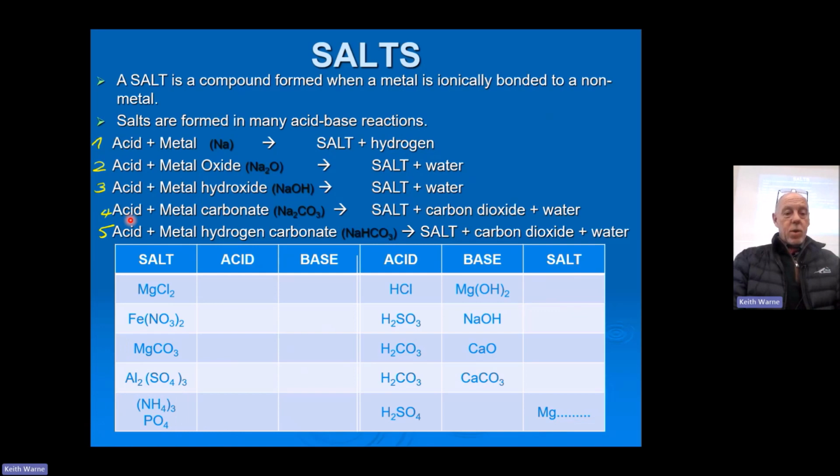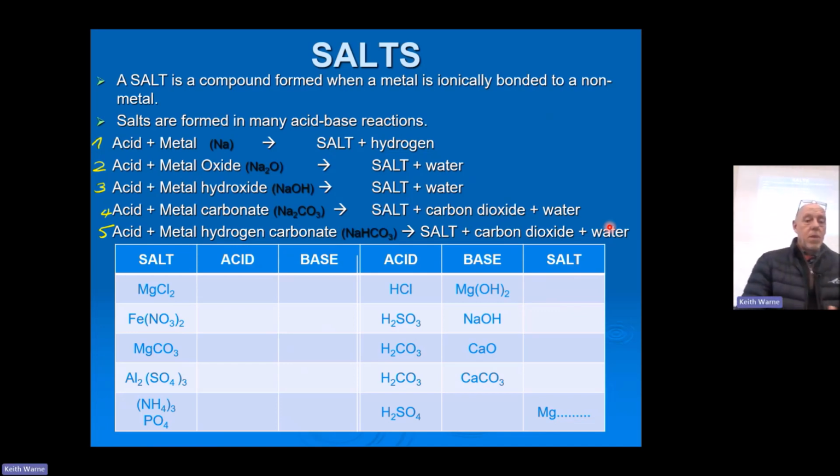The next one: an acid plus a metal oxide makes a salt plus water. Number 3: acid plus a metal hydroxide makes a salt plus water. Those two are exactly the same. Acid plus a metal carbonate makes a salt plus carbon dioxide plus water. And an acid plus a metal hydrogen carbonate makes a salt also plus carbon dioxide plus water. You can see they're easy to remember.